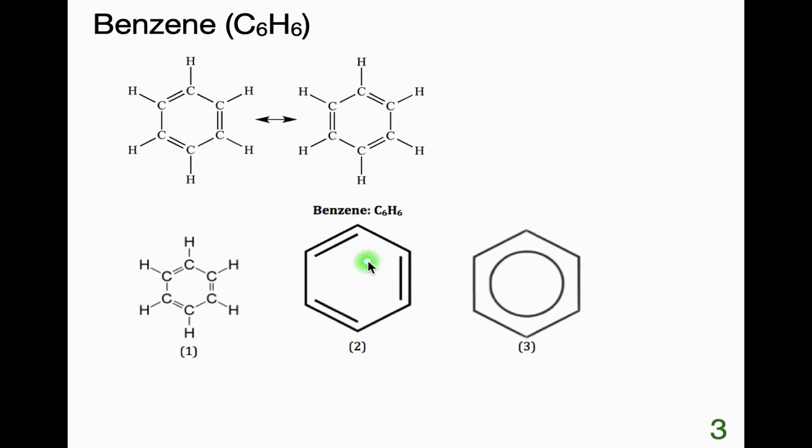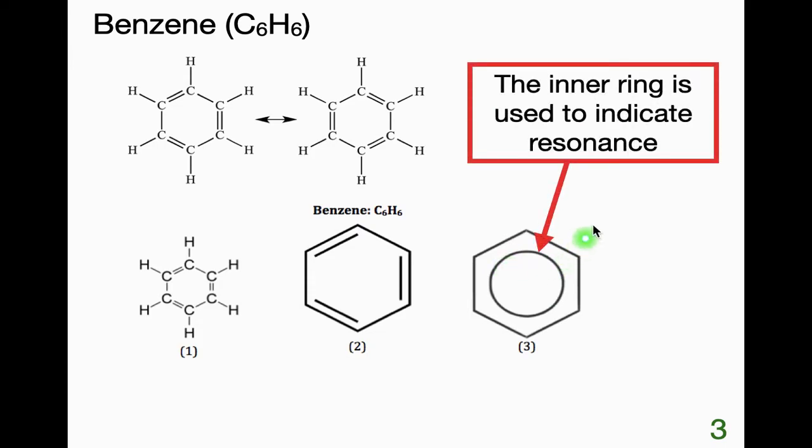Anyways, I just wanted to point out this is how we draw benzene. But this is a more common way of drawing benzene, where rather than having alternating double bonds, we use a circle to indicate resonance. The inner ring is used to indicate resonance. So this is the simplest way of drawing the benzene ring, and it's a simplification of this. And again, I'm only bringing this in because you see this all the time, and I thought some of you might be interested in what that ring means. It means resonance.